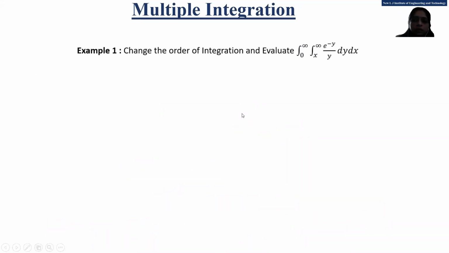Now, let's move on with one more. And this is a really very frequently asked question. So listen and please try to understand carefully. Change the order of the integration and evaluate. Okay, and evaluate. So let's start the solution.